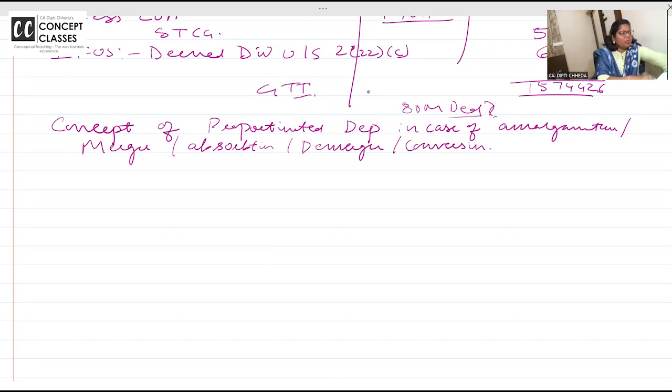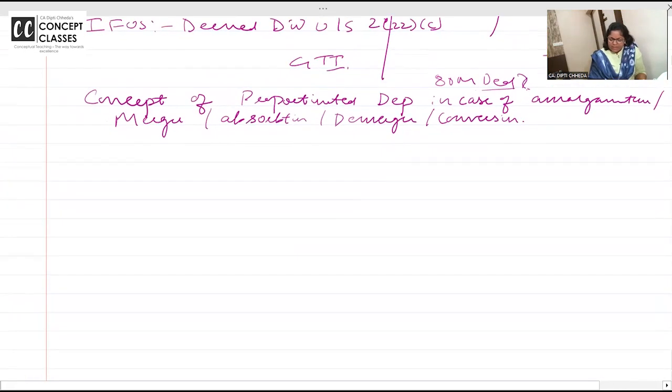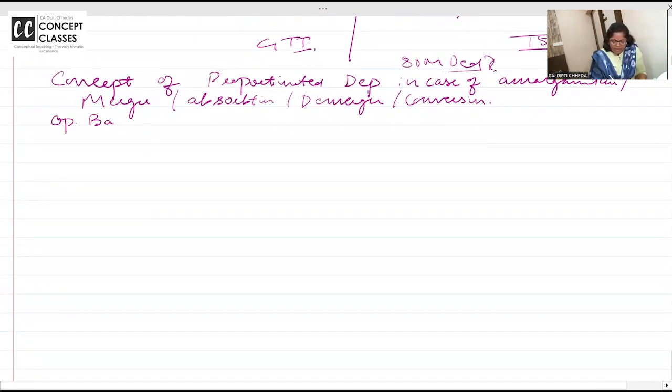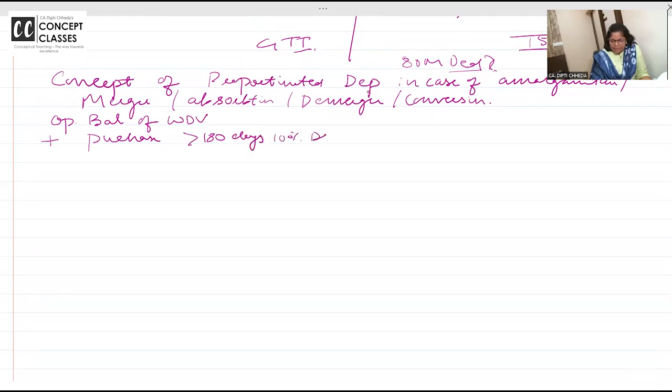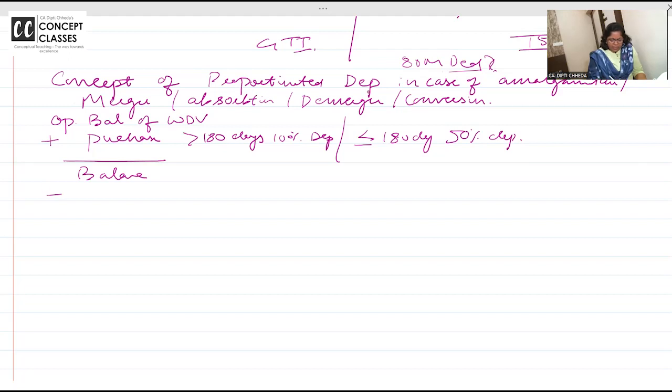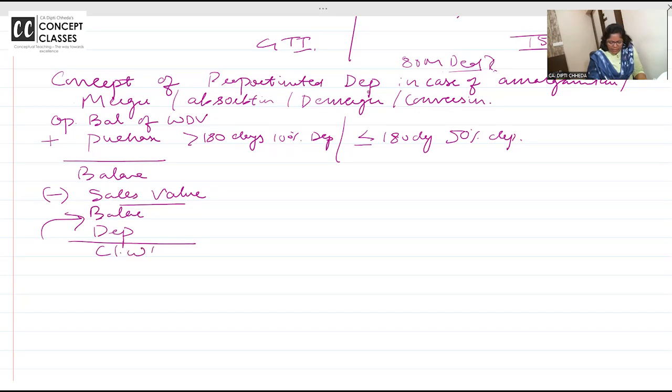And I hope you all know how to make the block. If they ask you to make the block, this is inter revision but very much necessary. If you want, write it as fast as I am writing. Opening balance or opening WDV of the block, add purchases more than 180 days, 100% depreciation, less than or up to 180 days, 50% depreciation. There is no day-wise depreciation in routine. Then ma'am, why are you charging day-wise? Because there's a change in organization. Now what balance do you get? Minus the sales value. Again you get the balance. You charge depreciation and then get the closing WDV.